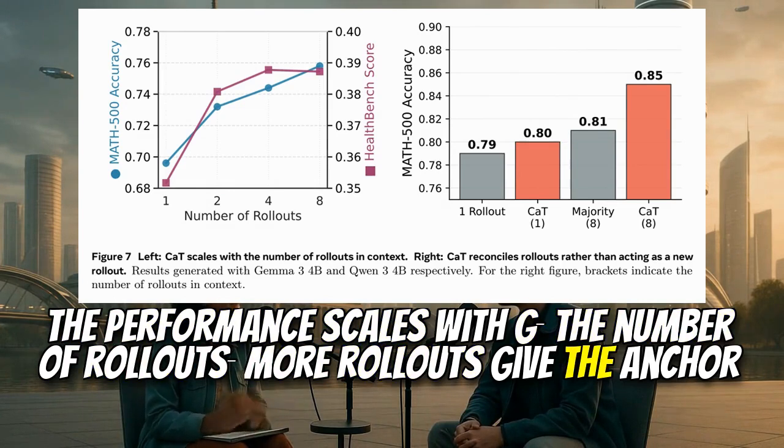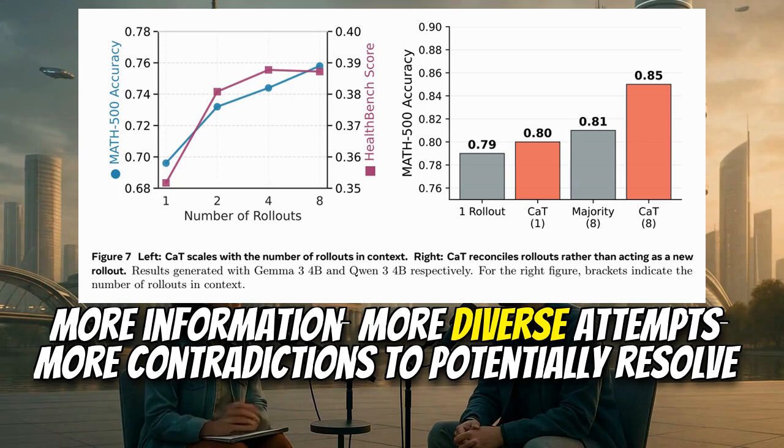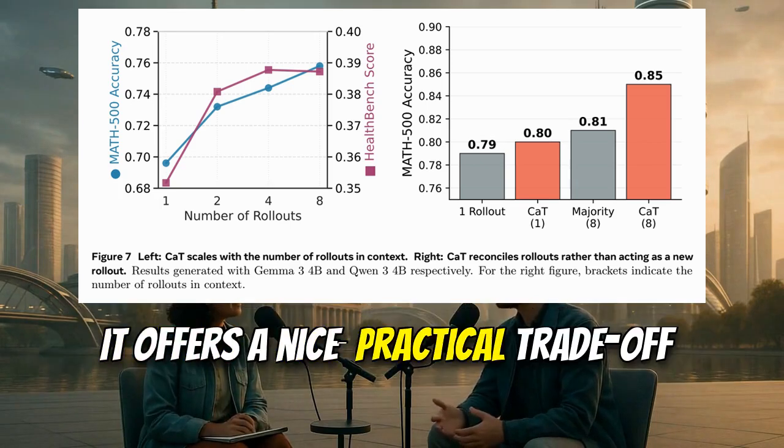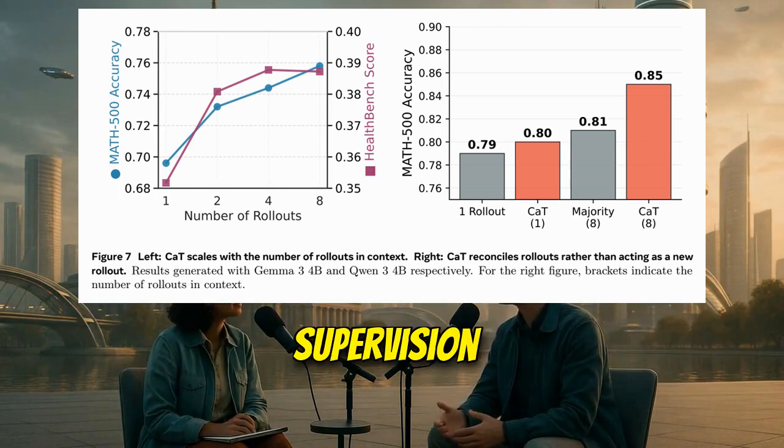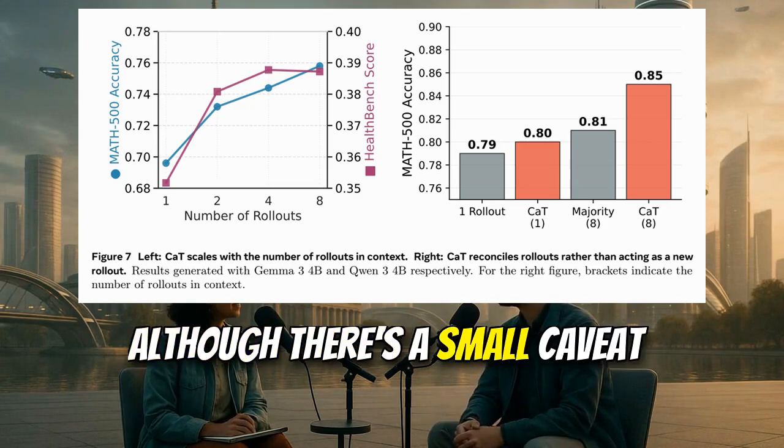More rollouts give the anchor more information, more diverse attempts, more contradictions to potentially resolve. It offers a nice practical trade-off. Spend more FLOPs at inference, get a better synthesized reference, which acts as better supervision. Although there's a small caveat.